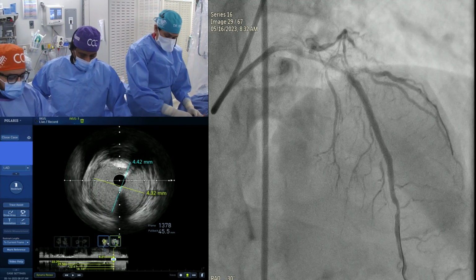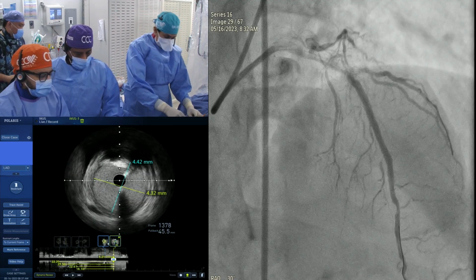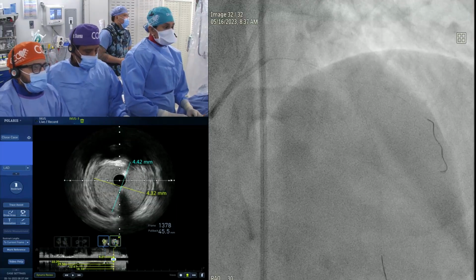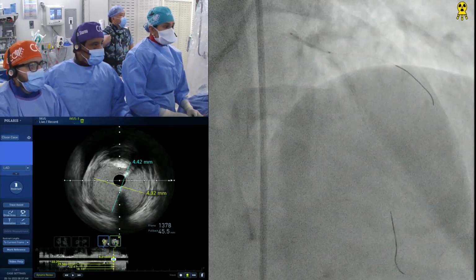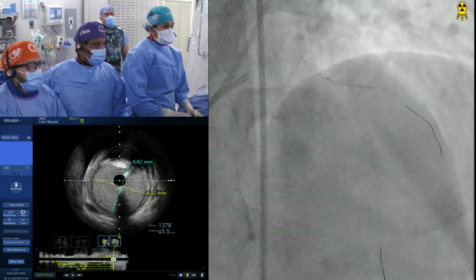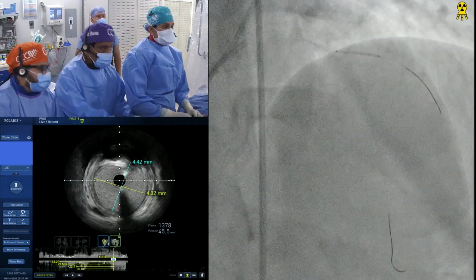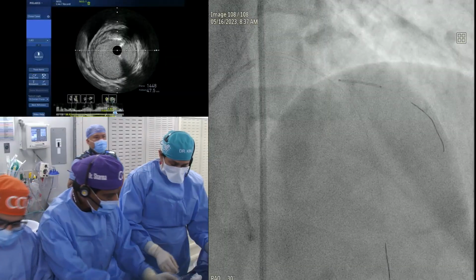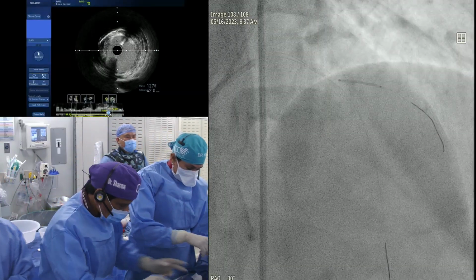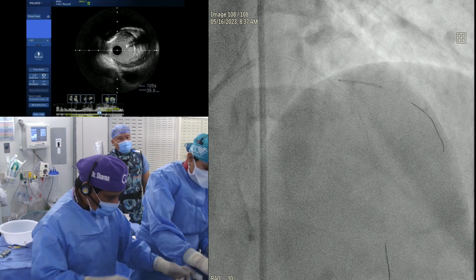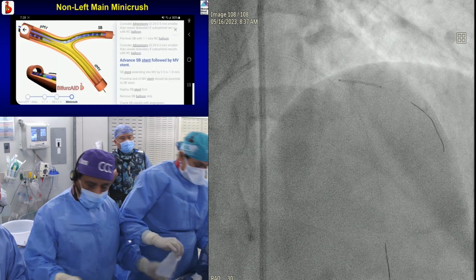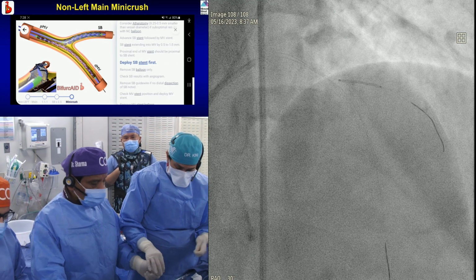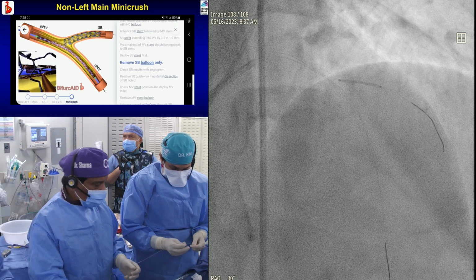Sure. Connected different, right? Good. Okay, good. Now 3.5, right? Yep, 3.5 by 8. And then get us a 4.0, 4.0 by 12 or 8? 8 maybe. Let's see how much. 4.0 by 12 will be okay. 4.0 by 12 high pressure balloon.